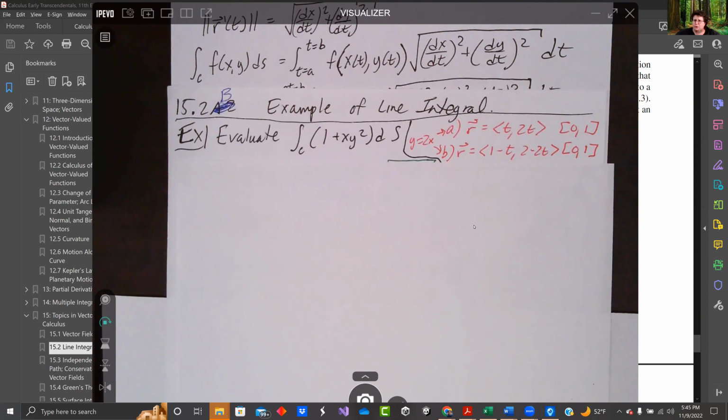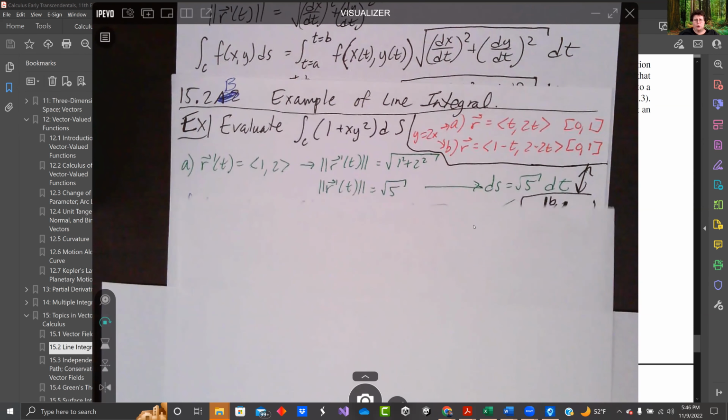And these are how r will be used when we start with y equals 2x. I'll remind you in a later video how we get these. I'd rather get into the line integral now, though. But you have done these r's before. So first off, we need the magnitude of the derivative. Let's just do a first. We take the derivative and we get 1 and 2. So the norm is going to be the square root of 1 squared plus 2 squared, which is root 5. So our ds is going to translate into root 5 times dt.